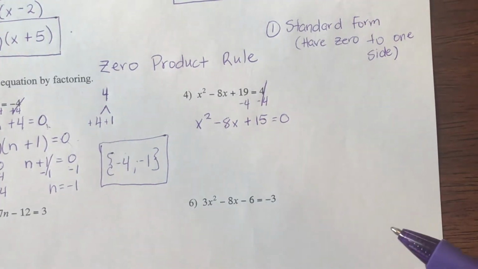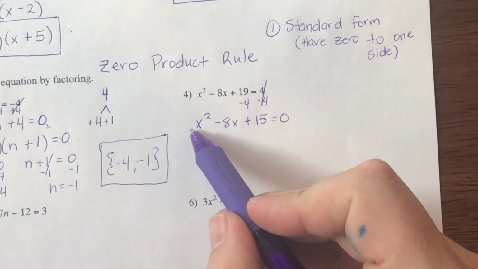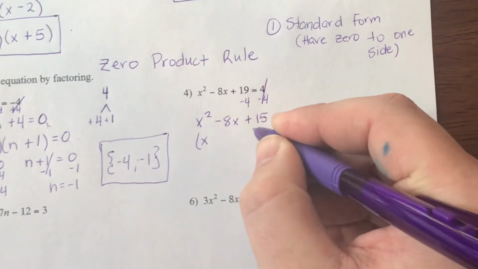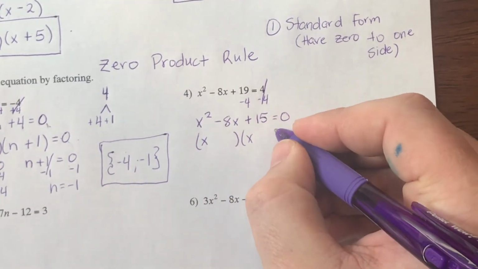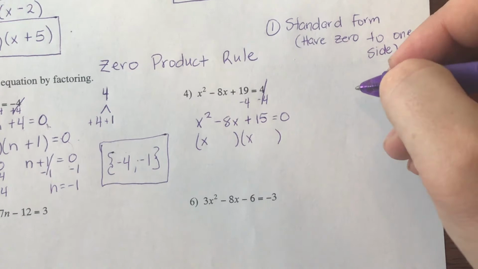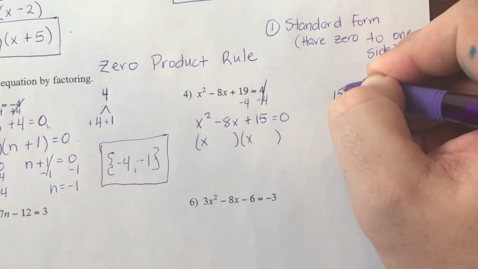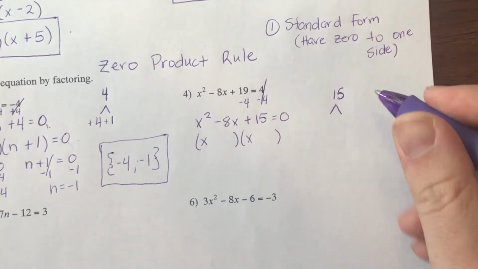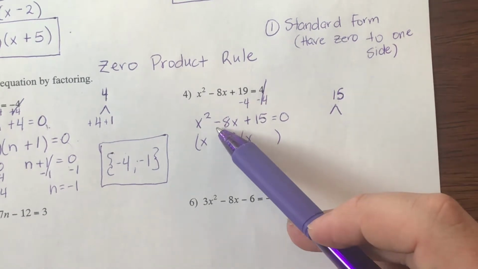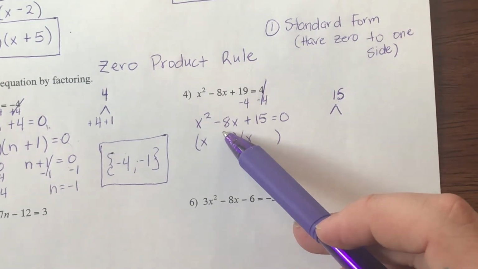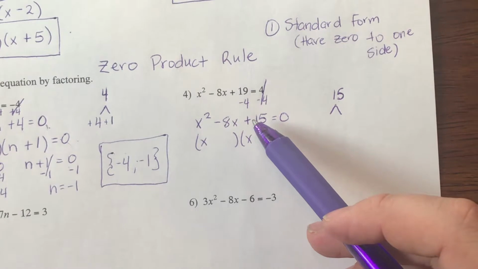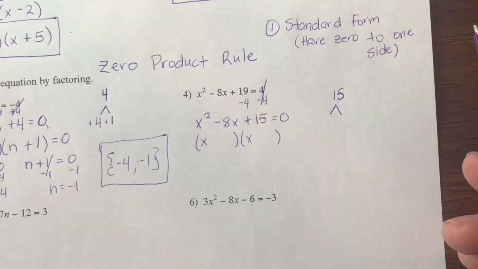So once we're there, look at this. That leading coefficient is 1. That's a beautiful thing. Drop those x's, because that means we don't have to really group. And then come over here and say, okay, 15. What two numbers multiply to give me 15 but will add to give me negative 8? Well, I have 1 and 15, 3 and 5. Okay, 3 and 5 sounds good.